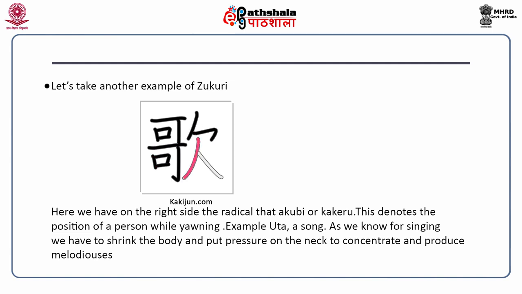Here we have on the right hand side the letter which is a radical, which means akubi or kakeru. This denotes the position of a person while yawning. The example here means uta, which means song. As we know, for singing we have to shrink our body and put all the force on the neck in order to have a melodious voice.